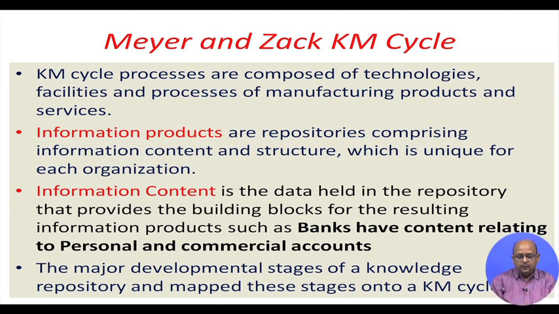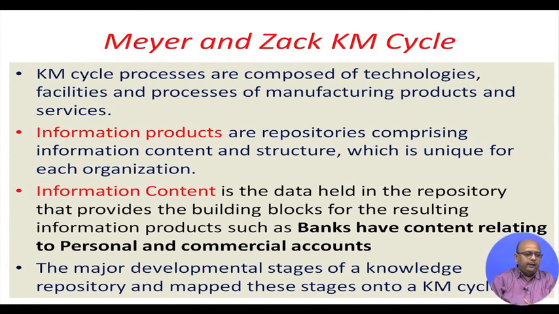So, they talked about the KM cycle process, and he said that technologies, facilities and processes of manufacturing products and services are important. If you want to have a good knowledge management cycle, it helps you come out with good products and services, and for that what you need is technology, facilities and processes. So, you need to identify the process through which things take place, technology, because technology is the backbone, because it provides the infrastructure and the system, and then facilities, the support that is required to develop a knowledge management system.